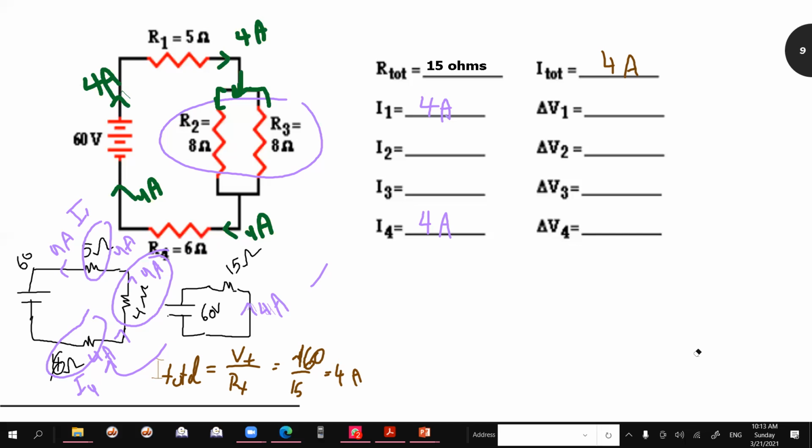Yes, teacher. Yes. Now, we need to find I2 and I3. They are not 4. The summation of them is 4. So we need now to find them. But before that, to help me find them, we need to find the voltage at each resistance. Now let's come back here. Just 1 second, please.